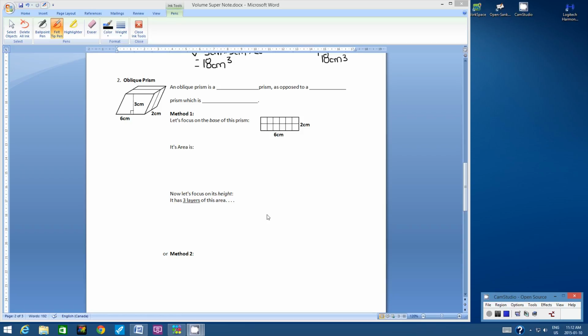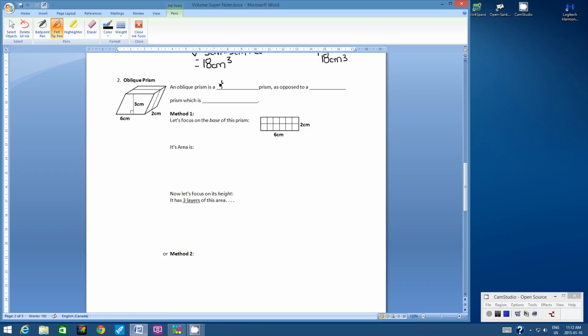Okay, so what is an oblique prism? Well, an oblique prism is a tilted prism as opposed to, let's say for example, the rectangular prism, which is a right prism, which is not tilted.